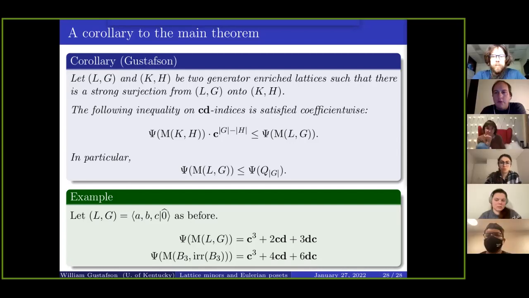So I can start with one maybe. For this CD index, that's a polynomial. Can you somehow say what type of polynomials we can get for that index? Or can we get anything?